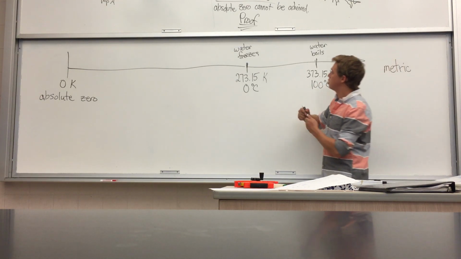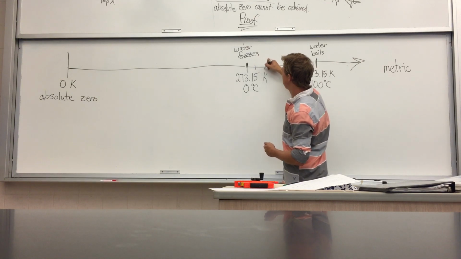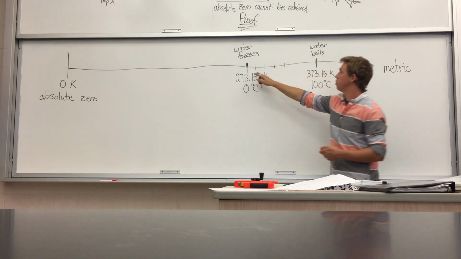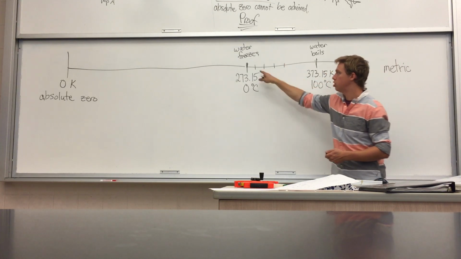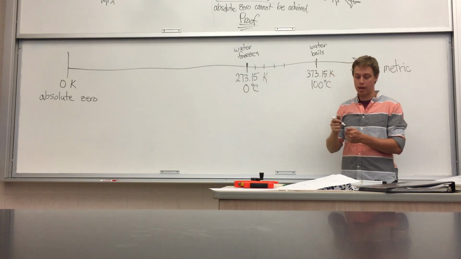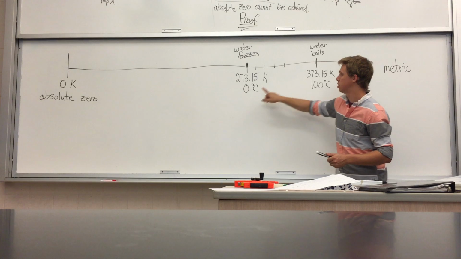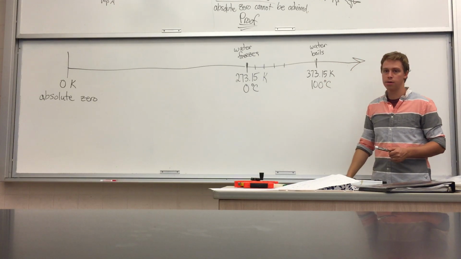All right, and then this is broken into units, and I'm gonna exaggerate them, okay? But there's gonna be 100 of them. Each unit, each division mark is a degree, and there's gonna be 100 degrees in between this and this mark.